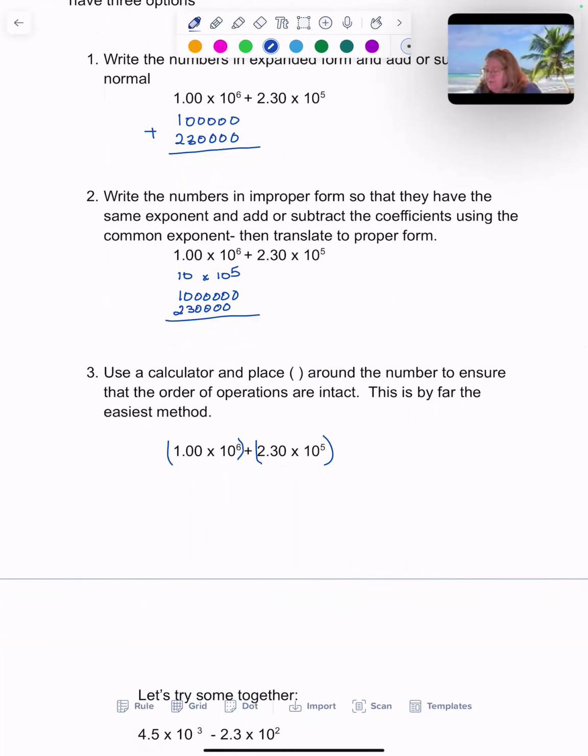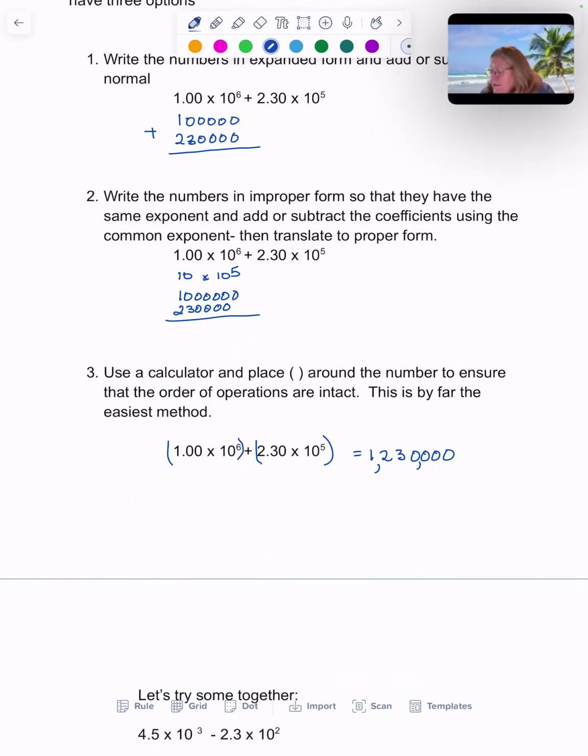I would put in on my calculator, 1. I would press second EE for mine, and my calculator screen is going to give me a 1 with an E and a flashing cursor. And I'm just going to put in a 6, plus 2.30, the second EE, got an E with a flashing cursor, 5. And this is going to give me 1,230,000.